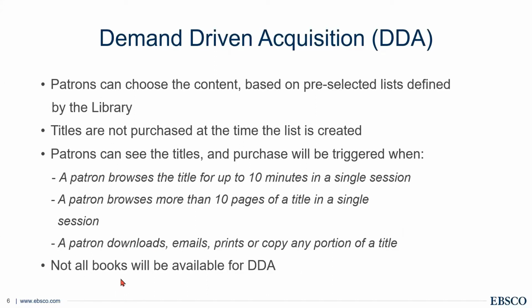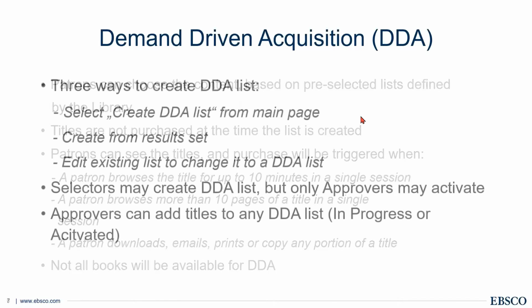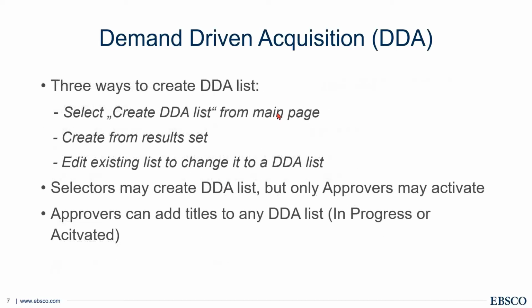I need to mention that not all the ebooks are available in DDA format or this DDA function. Some of them, it really depends on the publisher. How to create this DDA list, I will show you in the live demo anyway. Either you can create the DDA list from scratch, from the very beginning, or you can change an already existing list into DDA, for example.